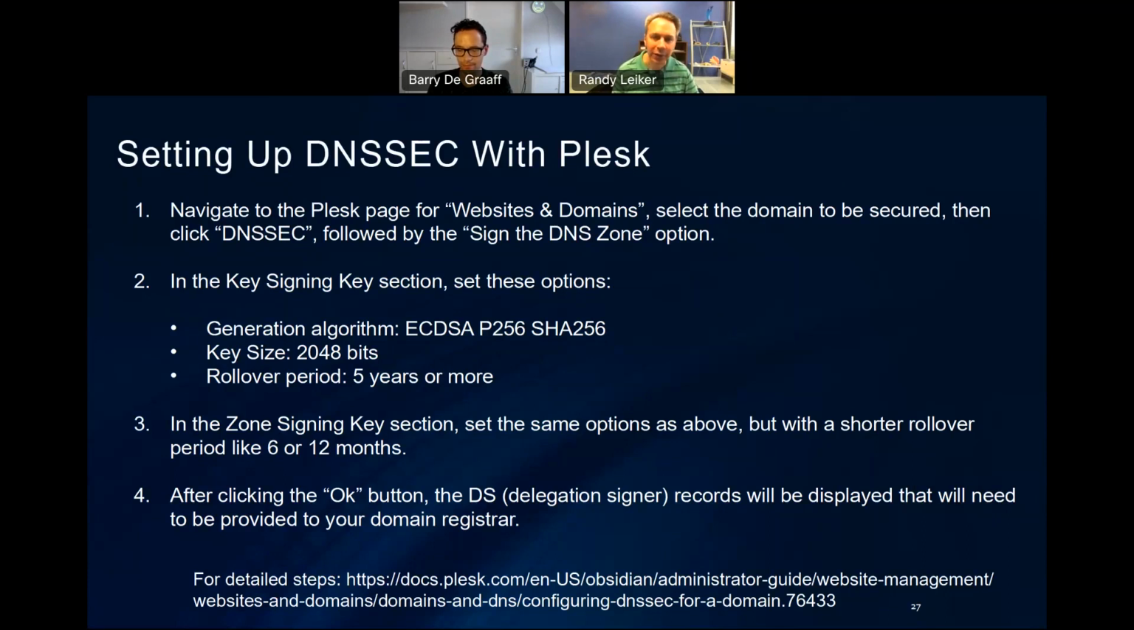Plesk will take care of the zone signing key rollovers automatically for you within your DNS server. So it is recommended to use a much shorter period here. Then just simply click the OK button, and the DS or delegation signer records are going to be displayed for you. And again, we're going to provide just one of these DS records to your domain register.